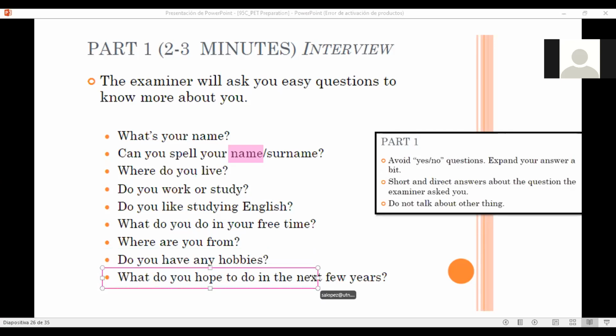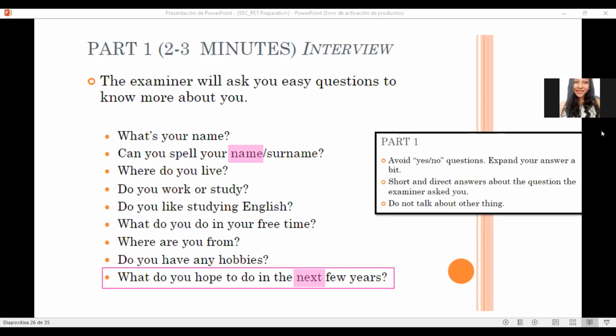What do you hope to do in the next few years? Okay, so here we have a clue. We have the word "next," which means that you're going to use a future tense, okay? En esta vamos a utilizar el futuro. What do you hope to do in the next few years? ¿Qué planean hacer en los siguientes años? Joanna, can you help me with the answer of this question? What do you hope to do or what do you plan to do in the next few years?